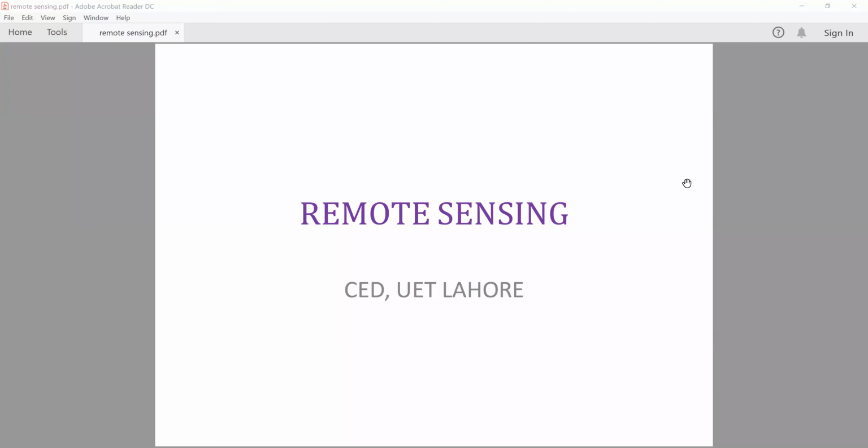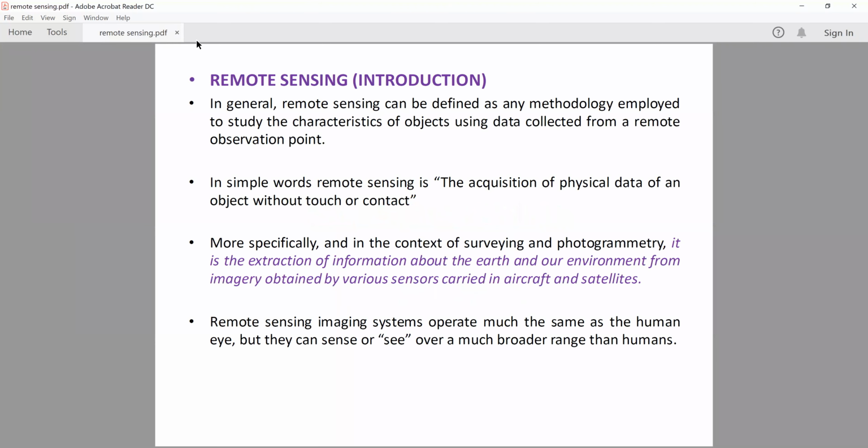Okay, so first we'll begin with what is meant by remote sensing. Just a brief understanding, and then we'll move on to more detail. So, remote sensing, very briefly, can be defined as any method employed to study the characteristics of objects using data collected from a remote observation point. So, any information that you collect about any object without going into the field or without going to that location, that is called remote sensing.